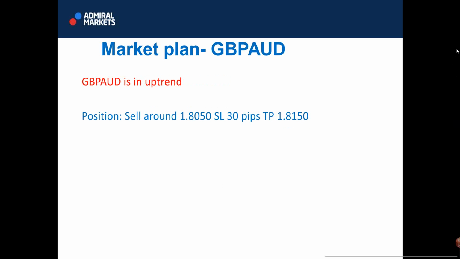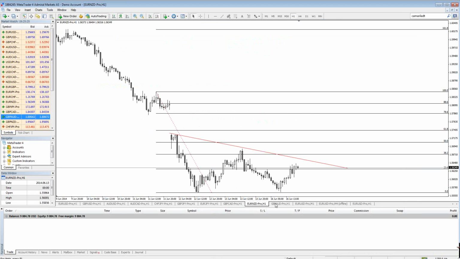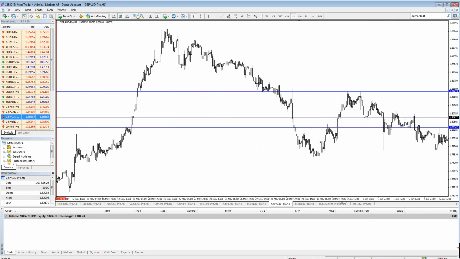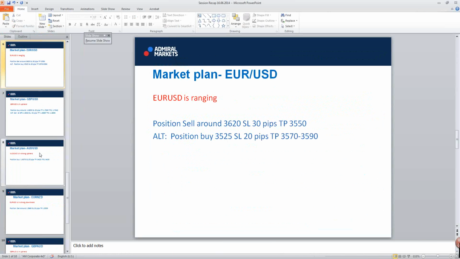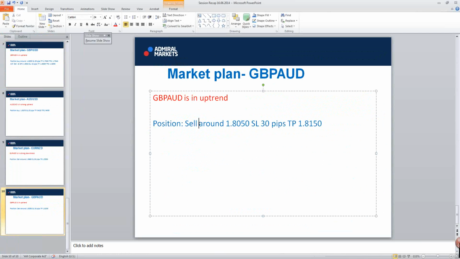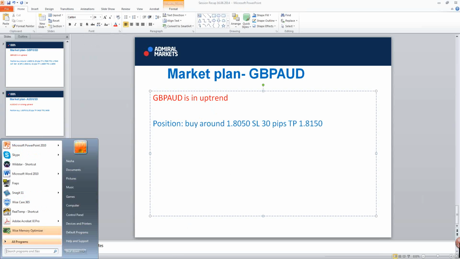And GBP AUD, I would be looking to sell around. Oh, sorry, let me see, did I write it correctly? GBP AUD. Yeah, it's not a sell trade, of course. It's a buy trade on GBP AUD if we get the setup. So, sorry, I will correct this. This is my buy setup. This is 80.50, 30 pips stop loss, and 81.50 is the target.